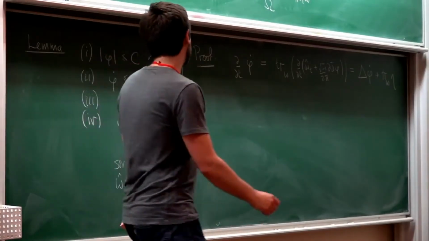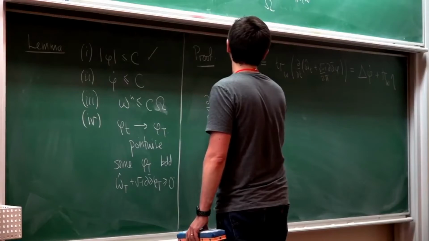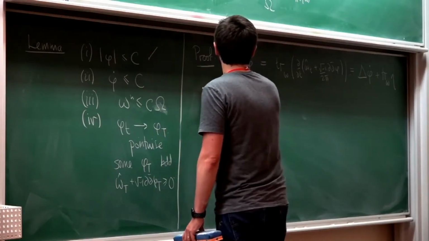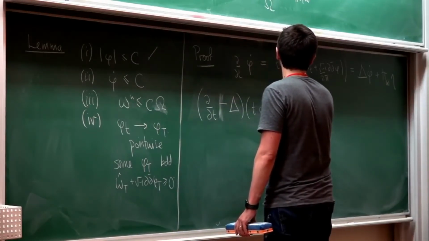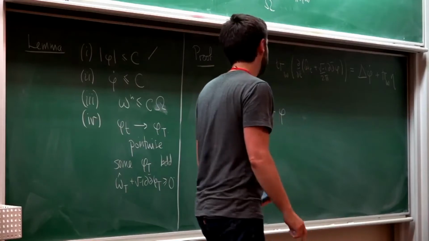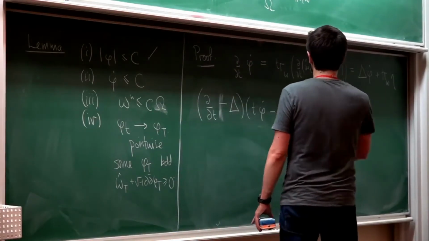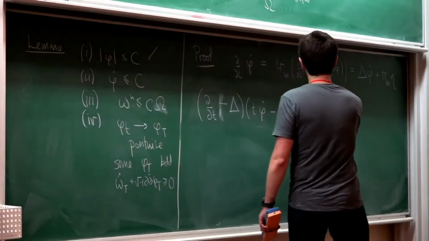And then we consider the quantity. This is a trick due to Tian and Zhang. You consider the following quantity. You take t times phi dot minus phi, make sure I get that right, yes, that looks right, minus nt. I consider this. So what is this?